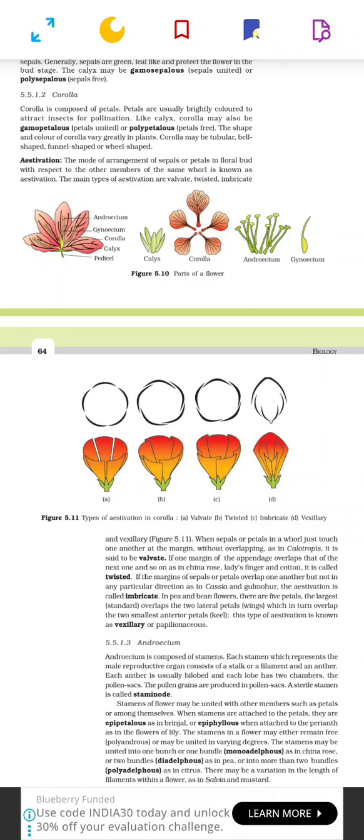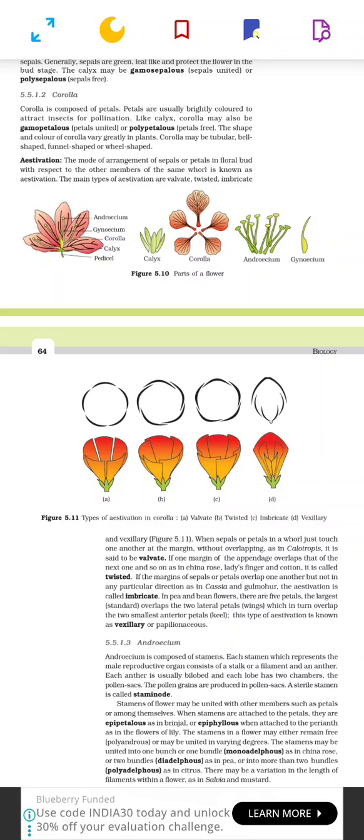A figure representing the valvate condition where no corolla parts are going to touch each other. If one margin of the appendages overlaps that of the next one and so on, as in the china rose, for example in lady finger, china rose and cotton, it is called twisted. In figure B you can see the twisted or overlapping margins of the corolla with each other.